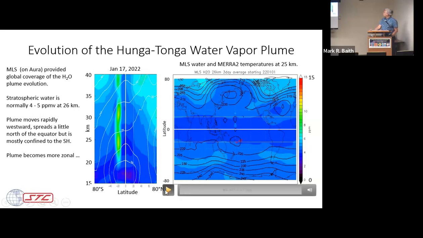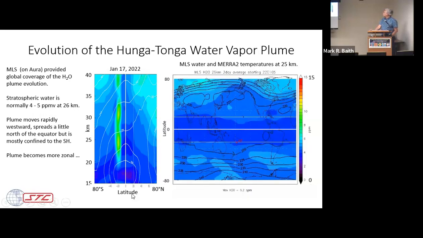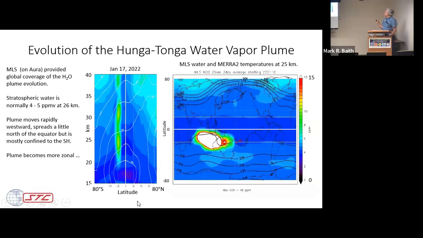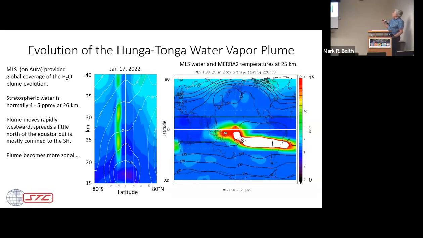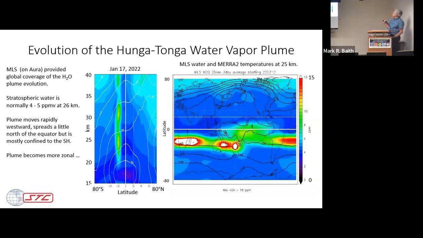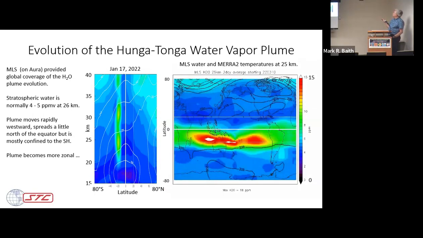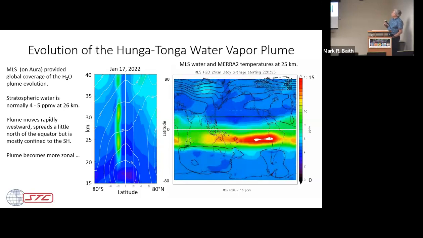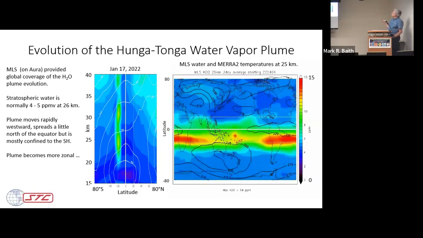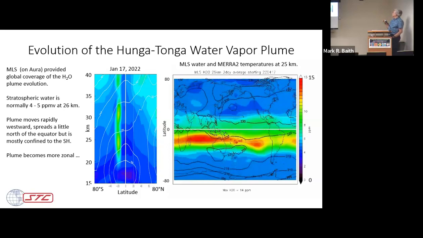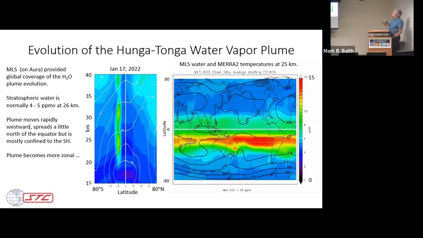Now, this is a little movie of the plume. I'm averaging 3 days together here, and you can see the plume go as it slides over Australia to the west. And then it sort of smooths out. This is into March. The dates are on the top. They're kind of hard to read. But you can see it zonalized, so to speak. This is all at about 25 kilometers up.